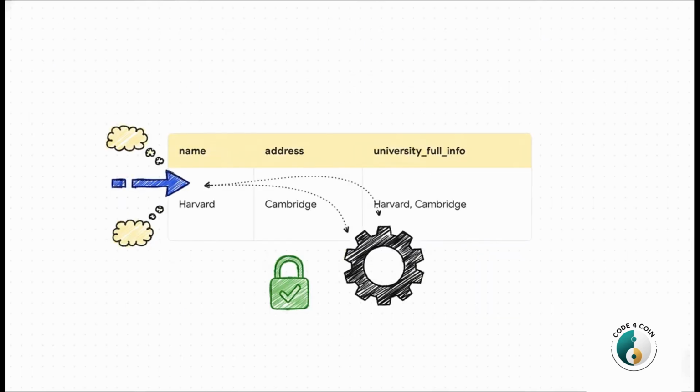So here's what that looks like in action. All we did was insert Harvard and Cambridge. That's it. The database saw that, ran our little formula, and automatically filled in that third column for us. Just think about that. You will never have to write application code to join those two strings together ever again.